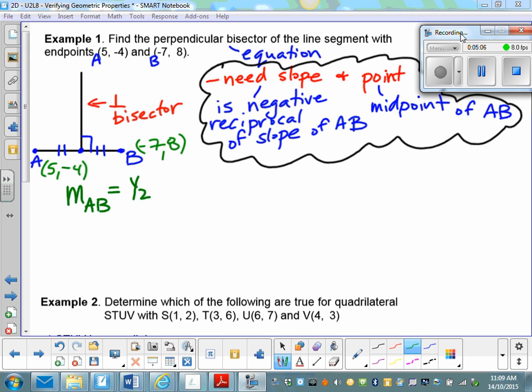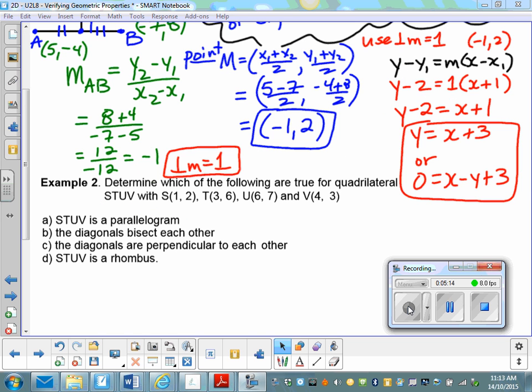So y2 minus y1 over x2 minus x1. I'm just going to pause it here and you guys can catch up once I've written this stuff down. Okay guys, so you can see I've calculated the slope of AB to start with. The slope of AB ends up being minus 1. So if I do the negative reciprocal of that, the slope of the perpendicular bisector is going to be 1. So I've got the slope that I'm going to use.